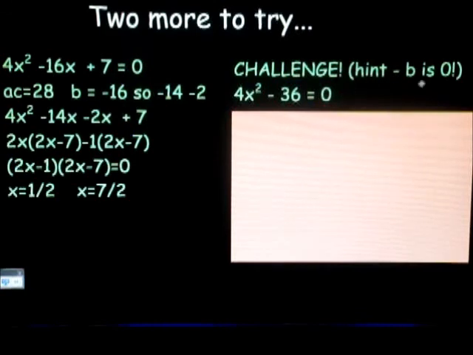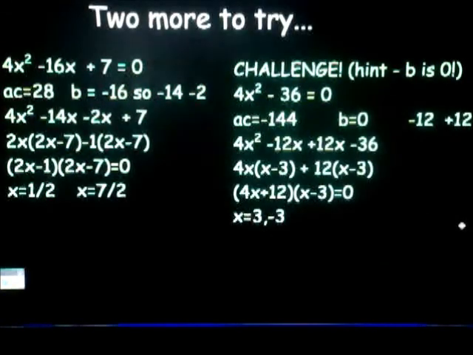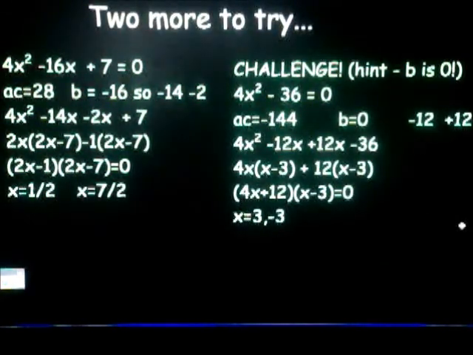For the challenge, I gave you the hint that B is 0. So you're looking for things that multiply to give you negative 36. This is one of those difference of perfect squares that you've probably heard of before. So I'll give you just a second to look at that. And that concludes our review of factoring.